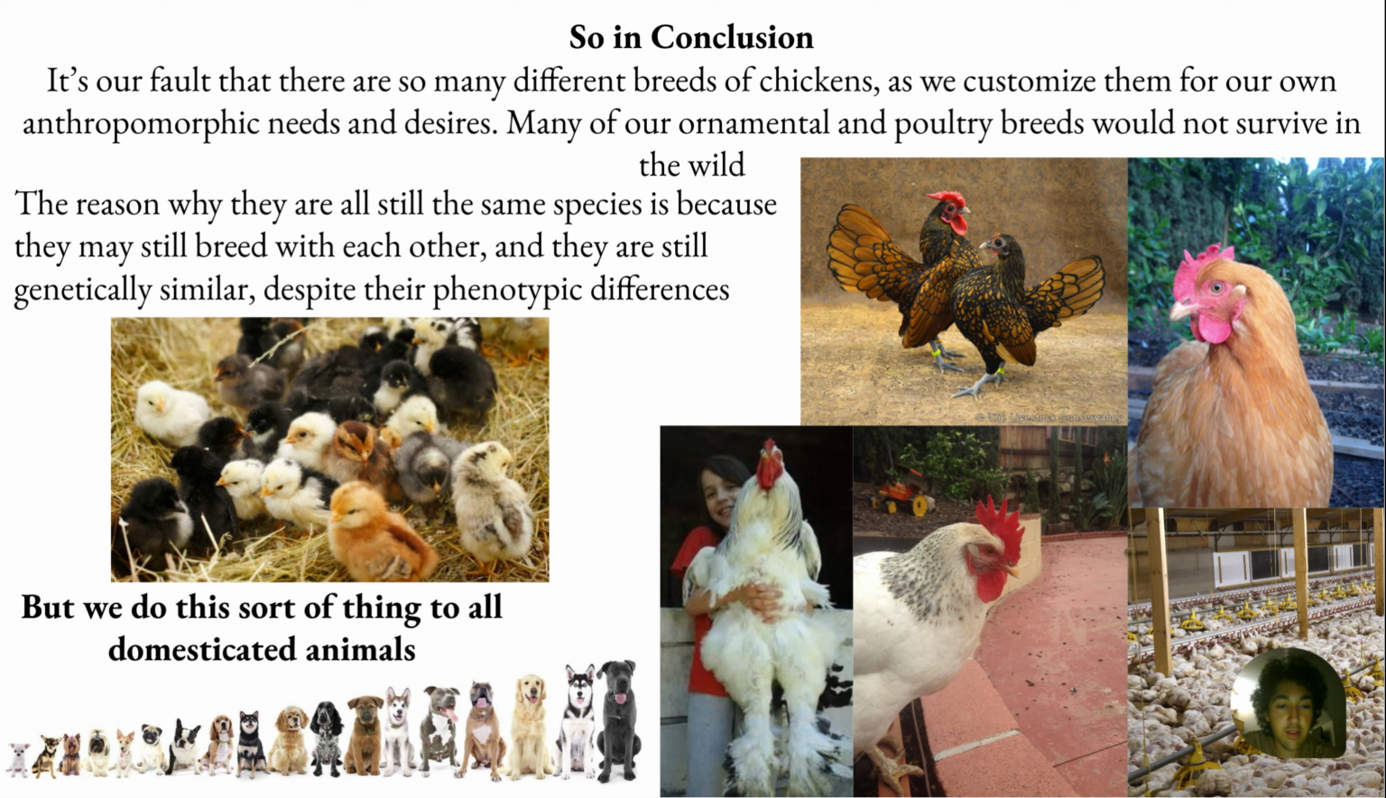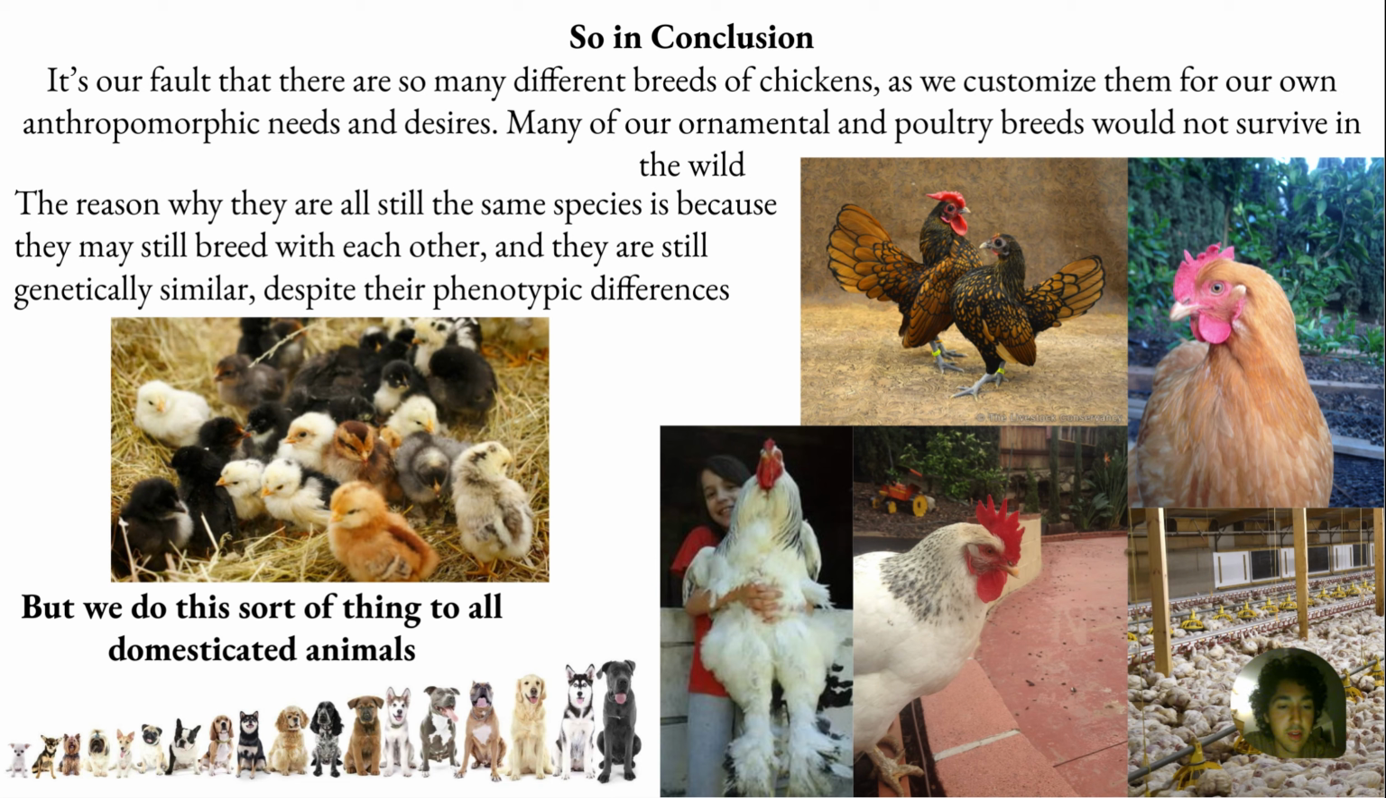How are there so many different breeds of chicken? It's because of us. As we customize them for our own anthropomorphic needs and desires, many of our ornamental and poultry breeds would not survive in the wild. Just look at the chickens in some of these photos, like the Sebright. That's a purely ornamental chicken. It doesn't look well suited for surviving in the wild.